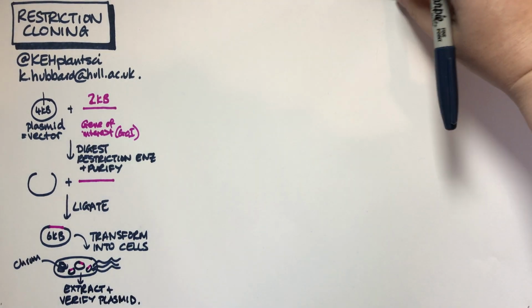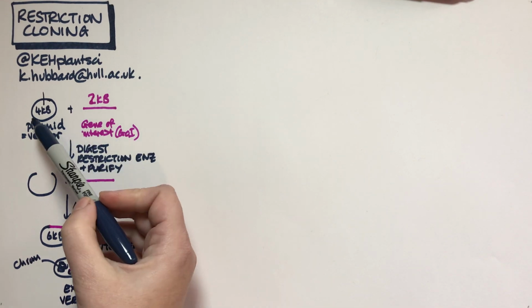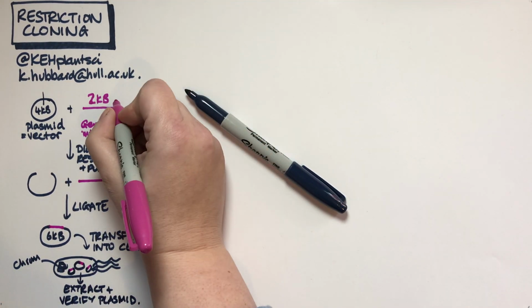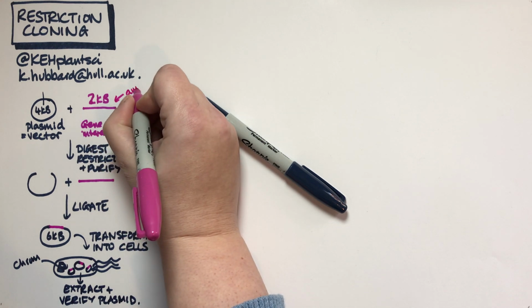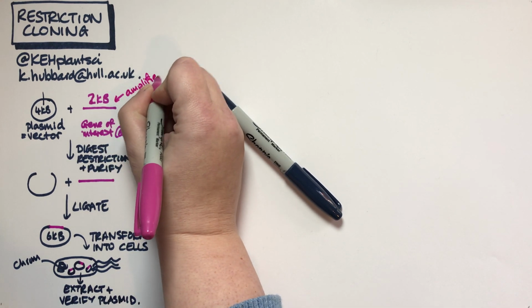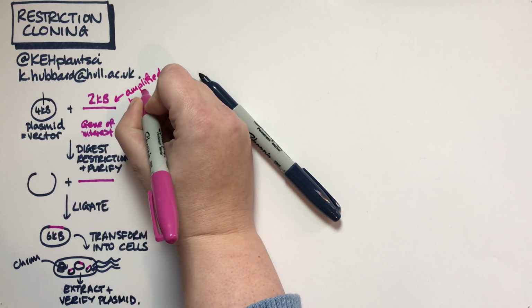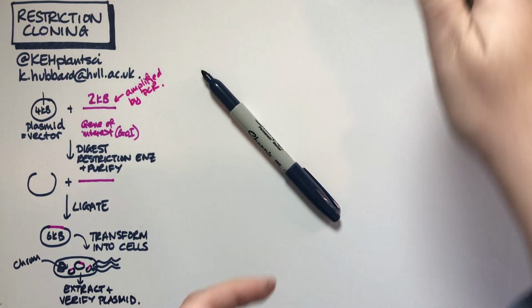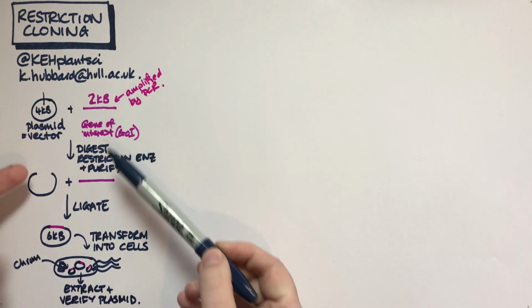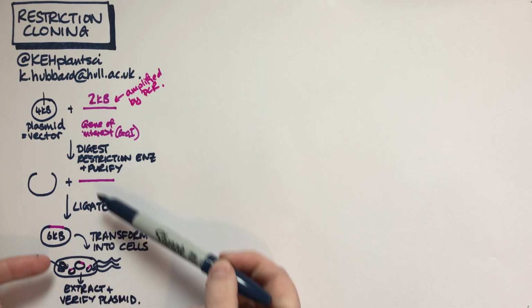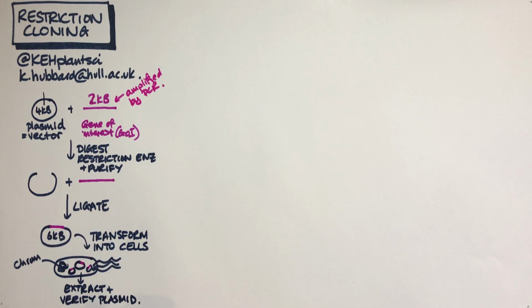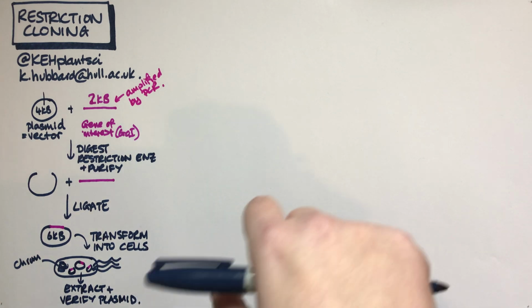Okay, so that's the process. We've got our plasmid, we've got our gene of interest, and that is amplified by PCR. The polymerase chain reaction we use to make a copy of the gene of interest. That gene of interest, we digest it, we stick the two together and we ligate it. Then we've got our plasmid, we transform it into cells, and then we can extract and verify the plasmid again. So that's the basic process.